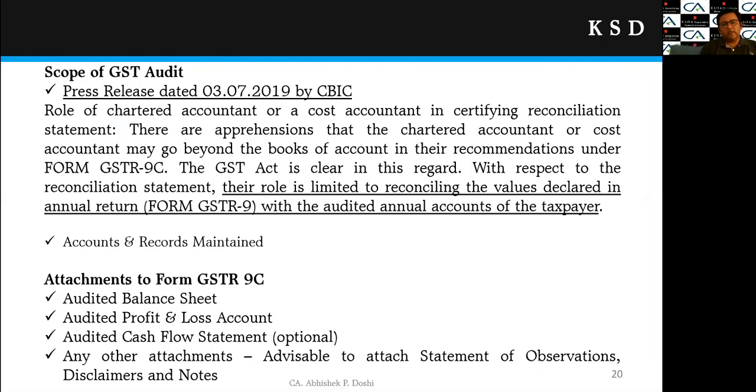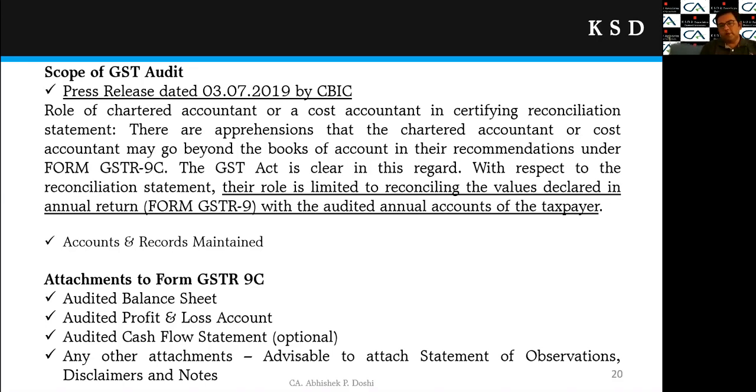Then there is the scope of the GST audit, right? There was a lot of debate about what the scope of the GST audit is and how far the CA or cost accountant should go, right? The CBIC, by press release dated 3/7/19, has clarified the role of the chartered accountant. The important lines are the last two underlined lines.